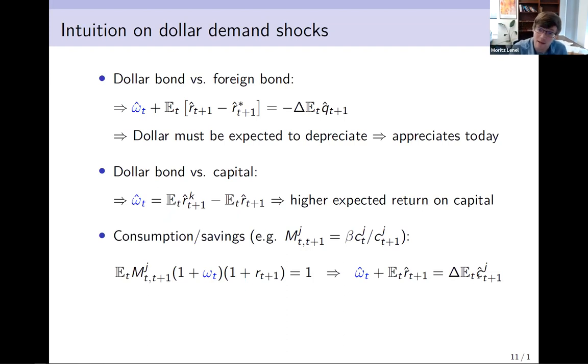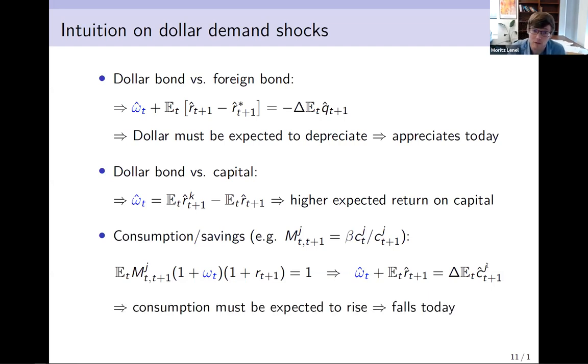And now again, absent an adjustment in the real rate, this will be a direct translation into higher expected consumption growth in the economy. How can we get higher expected consumption growth? Well, only through a fall in consumption today. And so this is exactly where these New Keynesian effects come in.